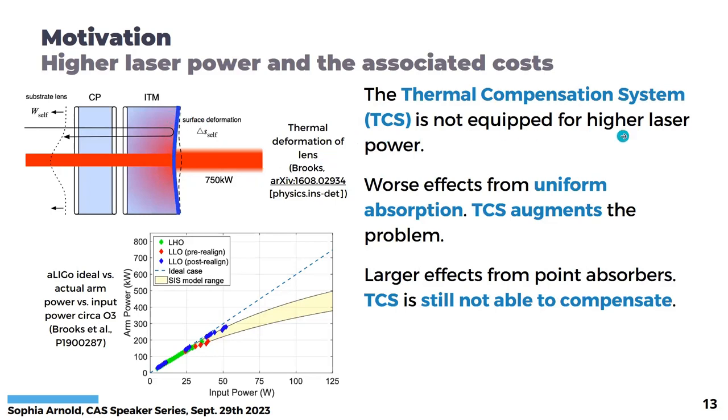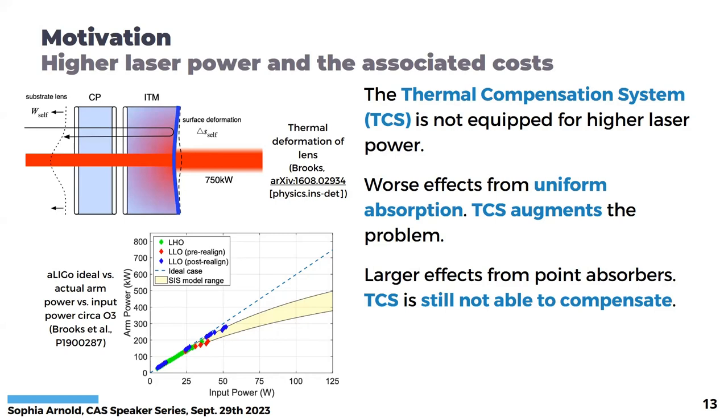So whenever we have a system that's this precise and we have a laser incident on the test mass, we deform the test mass. It just heats up, it changes curvature. That's just the way it is. But with higher laser power, it deforms it more than it's already doing. We have a system in place called the thermal compensation system, which tries to uniformly deform the surface and effectively make it flat, so it's no longer an issue. Effectively eliminating the problem by making the problem worse.